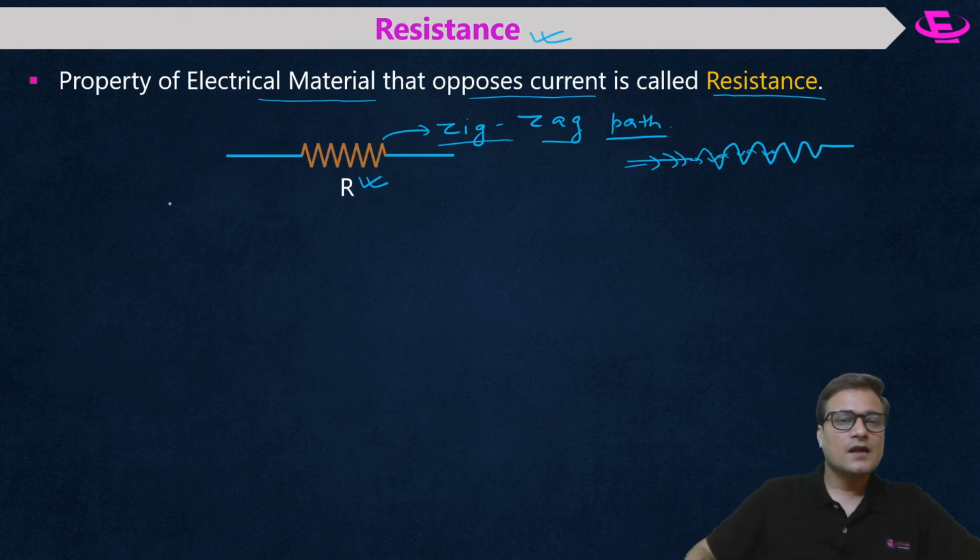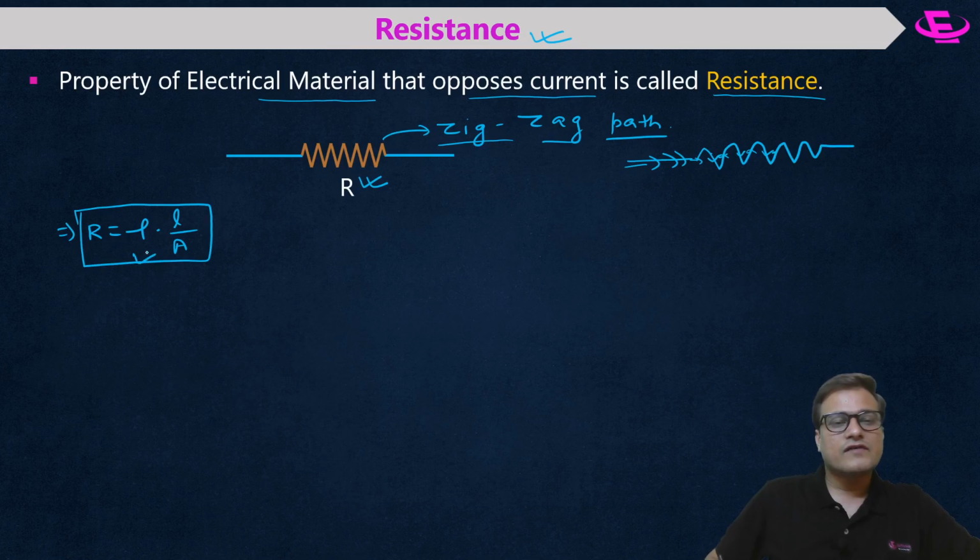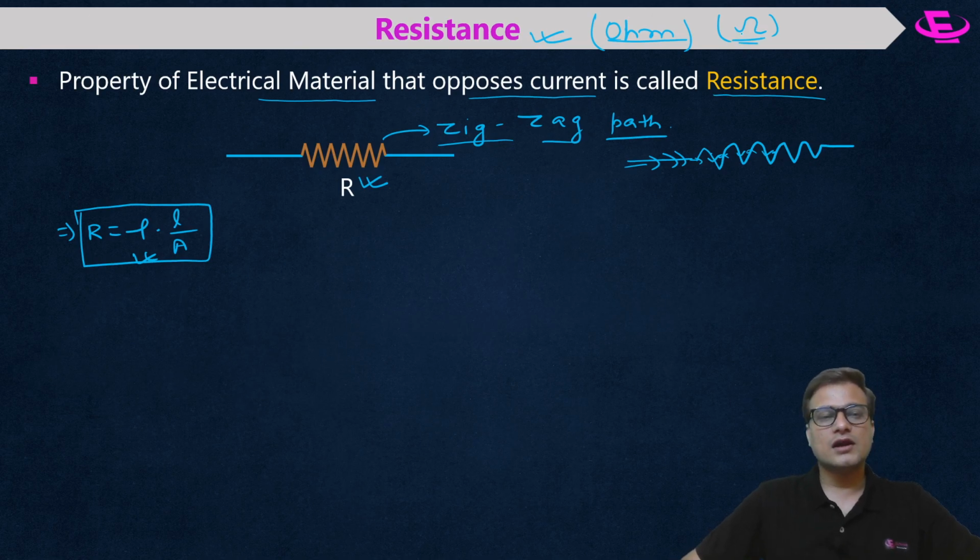Clear? So now there is a very beautiful formula for resistance, R equals rho into L by A. Now let us see what the different terms are. Before writing all the different terms, I am writing the unit of resistance. It is ohm. The unit of resistance is ohm, or you can write the symbol omega. Clear? So now what are rho, L and A?